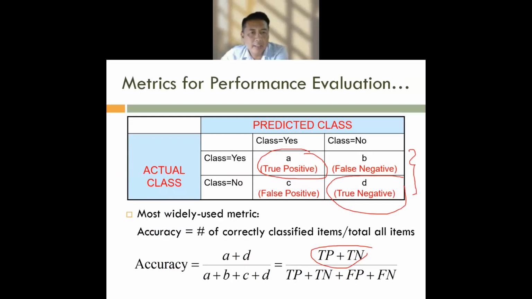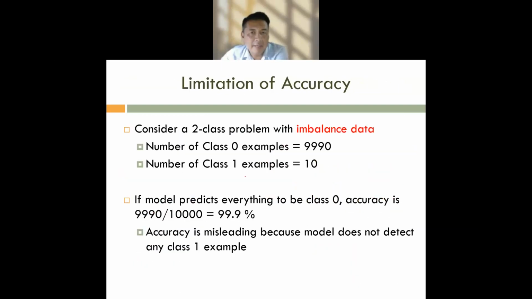But the problem with this accuracy is that if you have imbalanced data, in which one class has 9,990 and the other class only has 10. So when you perform the prediction, you get 99.9% even if all of these 10 are not classified correctly. But you still get this one all correctly classified, so you still get 99.9% accuracy. So this is misleading, because your model is not able to classify this one.